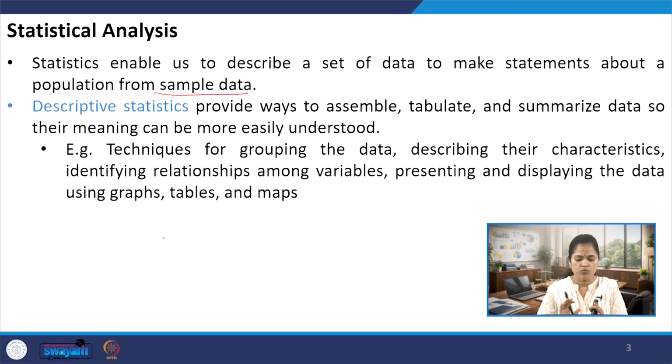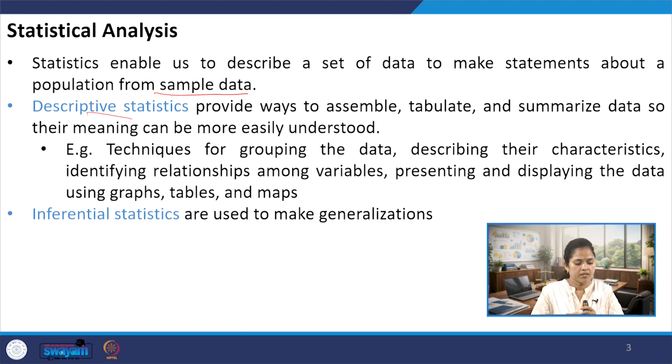These statistics provide different ways to assemble, tabulate and summarize data so that their meaning can be more easily understood for policy making. For example, we can use different tools and techniques for grouping the data and describing their characteristics, identifying relationships among the existing variables that we are considering, and presenting and displaying the data using different forms like graphs, tables and maps. So these are the descriptive statistics for the sample data.